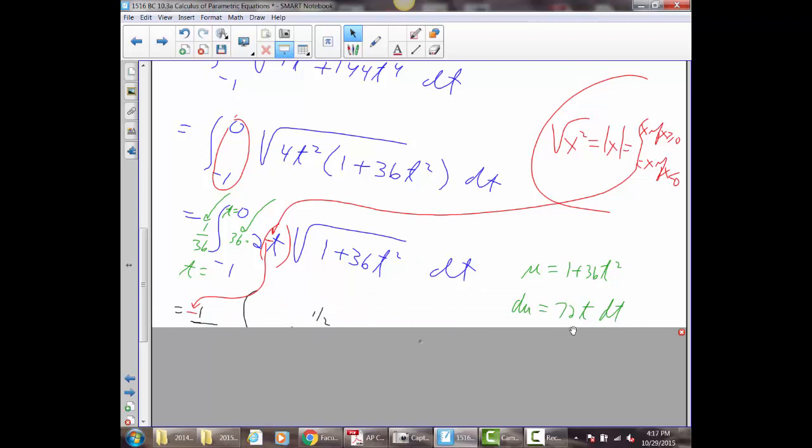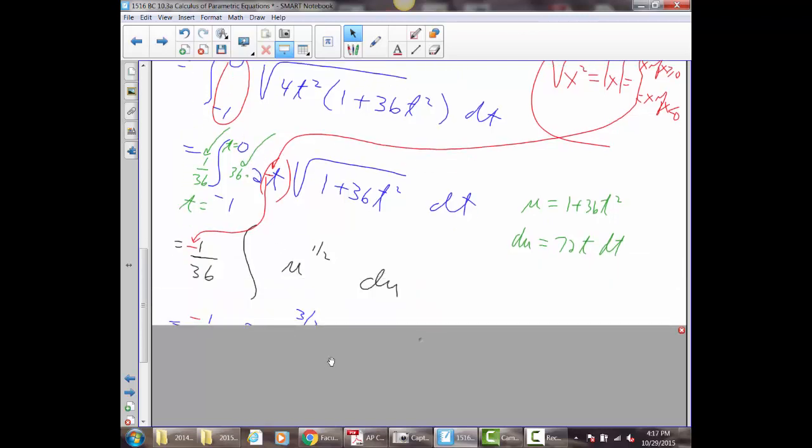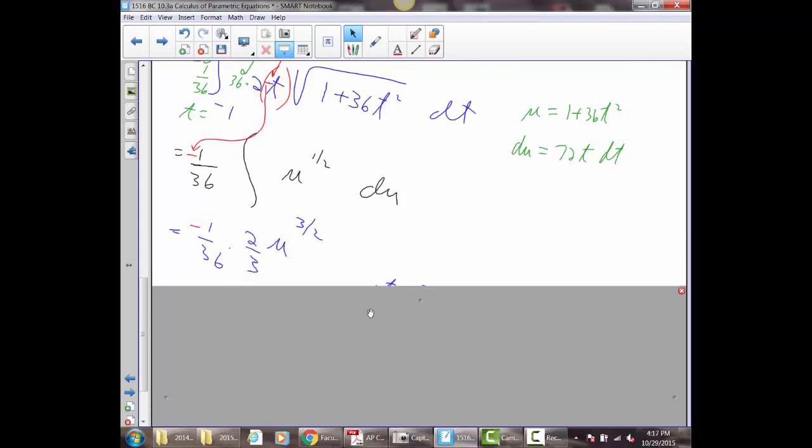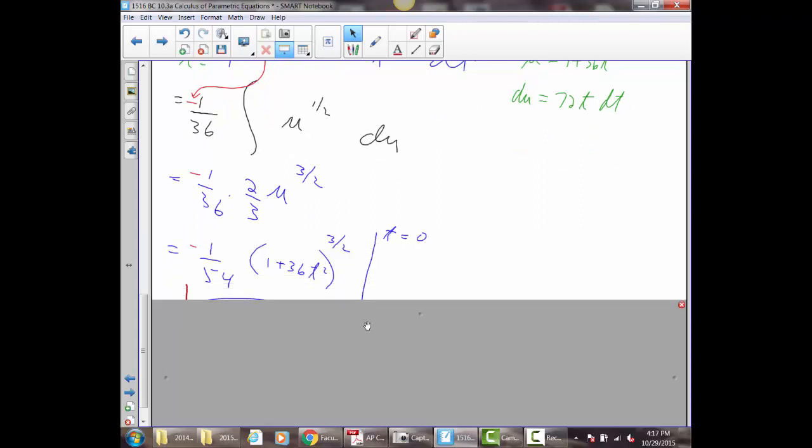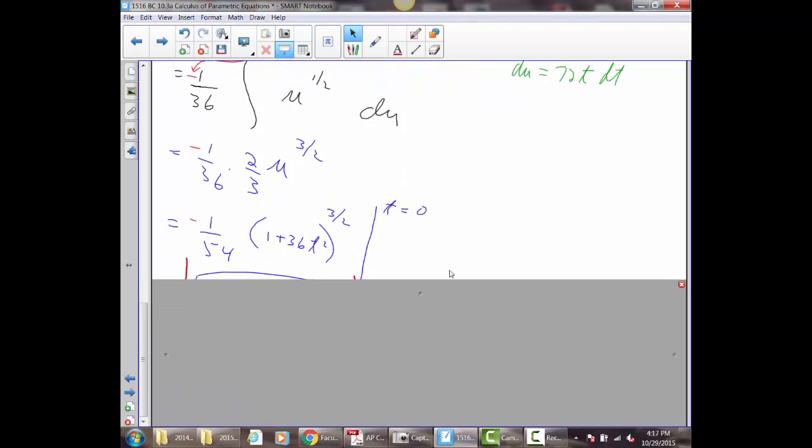My derivative will be 72t dt. I've already got 2t dt. I just need to introduce a 36 and counteract with a 1 over 36. Now I can pull out, this is my du right here. But I need to pull out the negative because my du didn't have a negative in it. So I pull the negative out, 1 over 36, integral of u to the half du. When you integrate u to the half, you get u to the 3/2 over 3/2. Then we replace u by what it's equal to, which is 1 plus 36t squared.